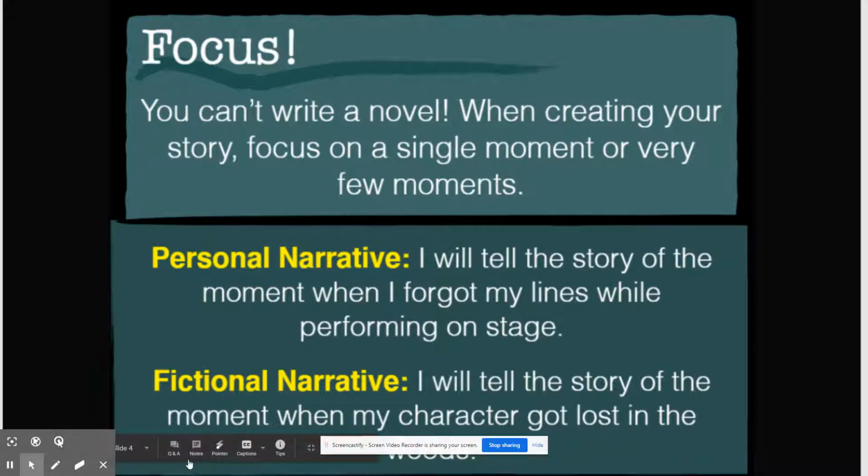Now, in a personal narrative, we're really focusing on me. I'm using pronouns like I, me, we to describe my moment of how I felt while forgetting my lines on stage. Now, a fictional narrative, right, I'm still writing a story, but it's not about my life. I'm writing about a fake character and telling their story. So instead of me forgetting my lines on stage, I'm going to make up a character named Jenny, and pretending I'm Jenny writing the story, I say, I will tell the story of the moment when my character got lost. So it's a little bit different here. You're still using the same pronouns, I, me, we, in a narrative, but there are differences. Personal is personal to the author. That's their story. Fictional is made up, okay?